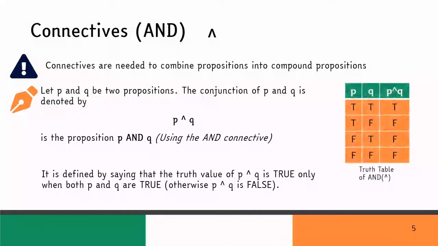The truth table for AND could be drawn in such a manner. Here we see there is only one true value. This is the case where both P and Q are true. In all other cases, AND leads to a false. Let us understand better with an example.